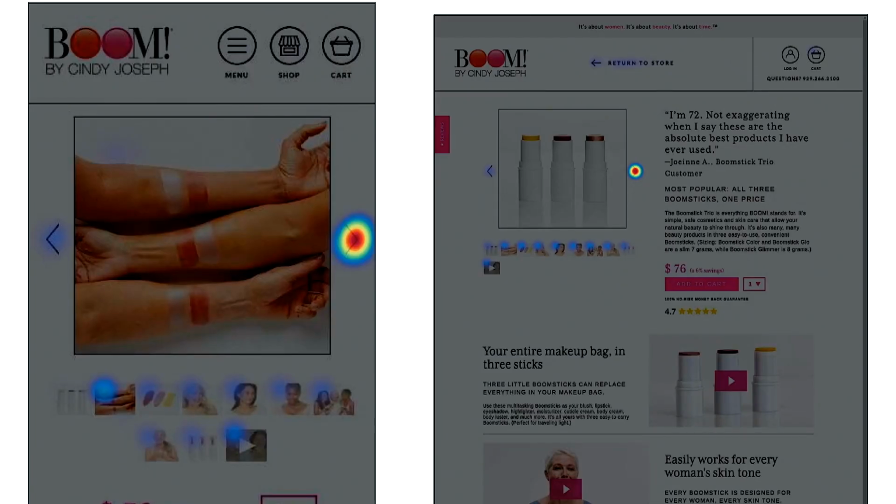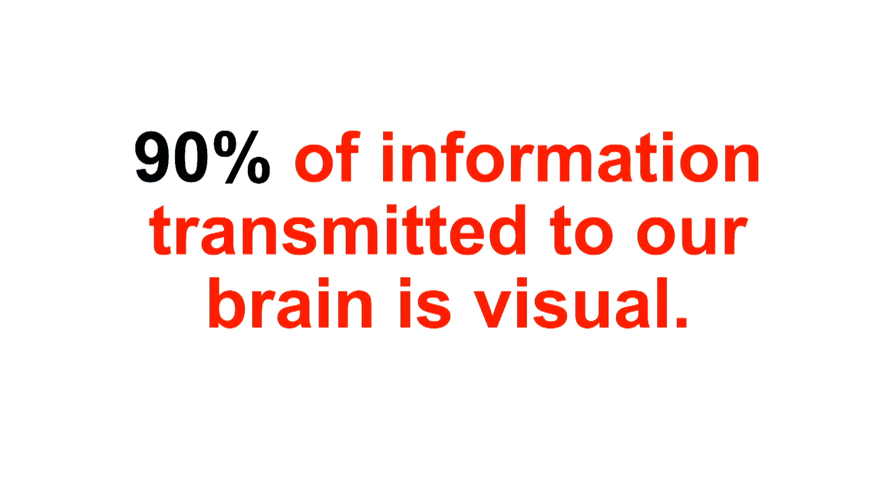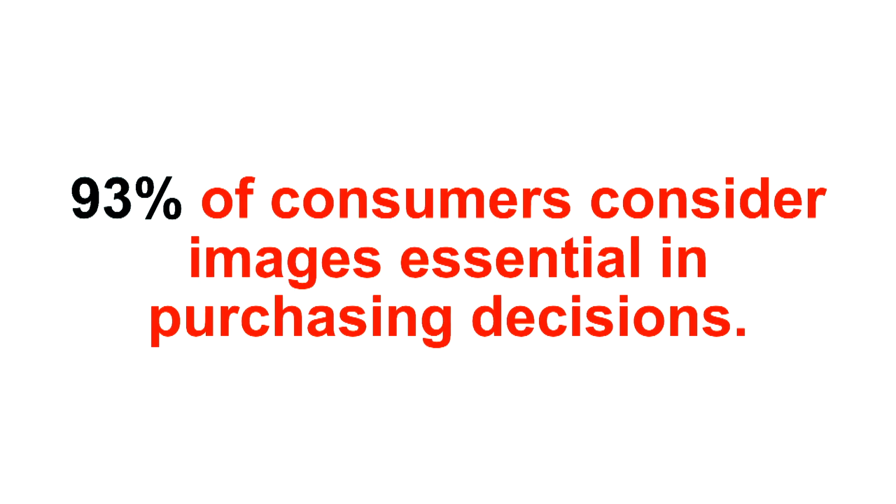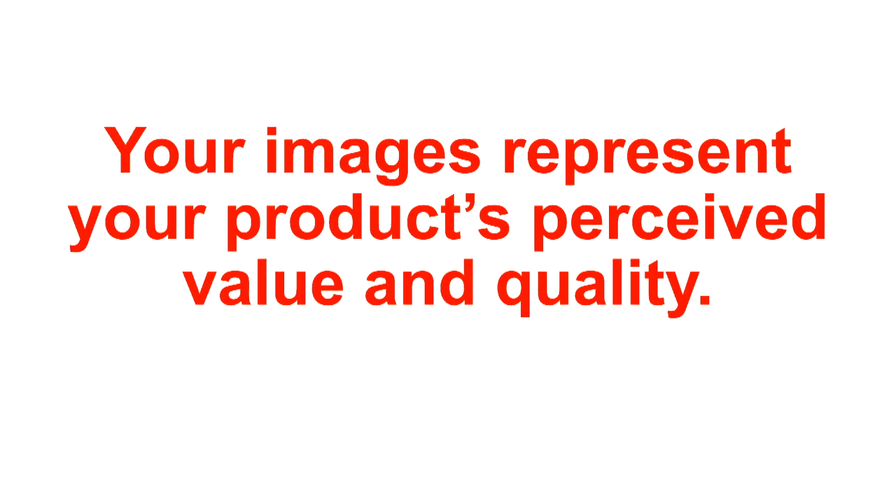What do you notice? You notice that the most engaged with part of the page in the heat maps is the carousel. We are finding that 60+% of people who land on our product pages engage with the carousel. So it's very important that you have multiple looks, multiple product photos in that carousel. Now, 90% of information that's transmitted to our brain is visual. 93% of consumers consider images essential in making purchase decisions. Your images represent your product's perceived value and quality.